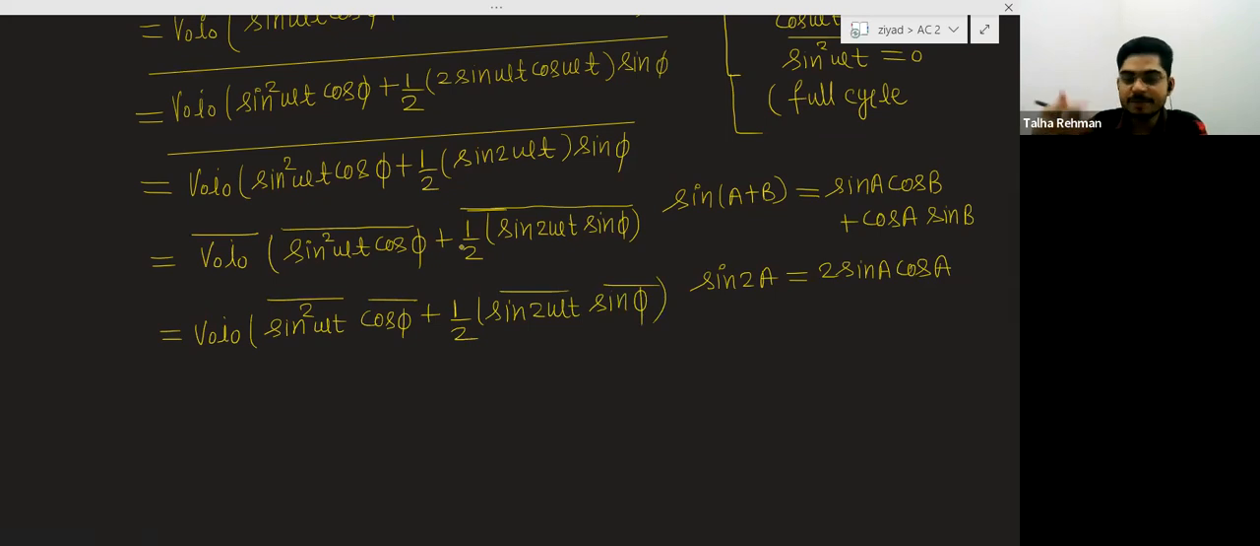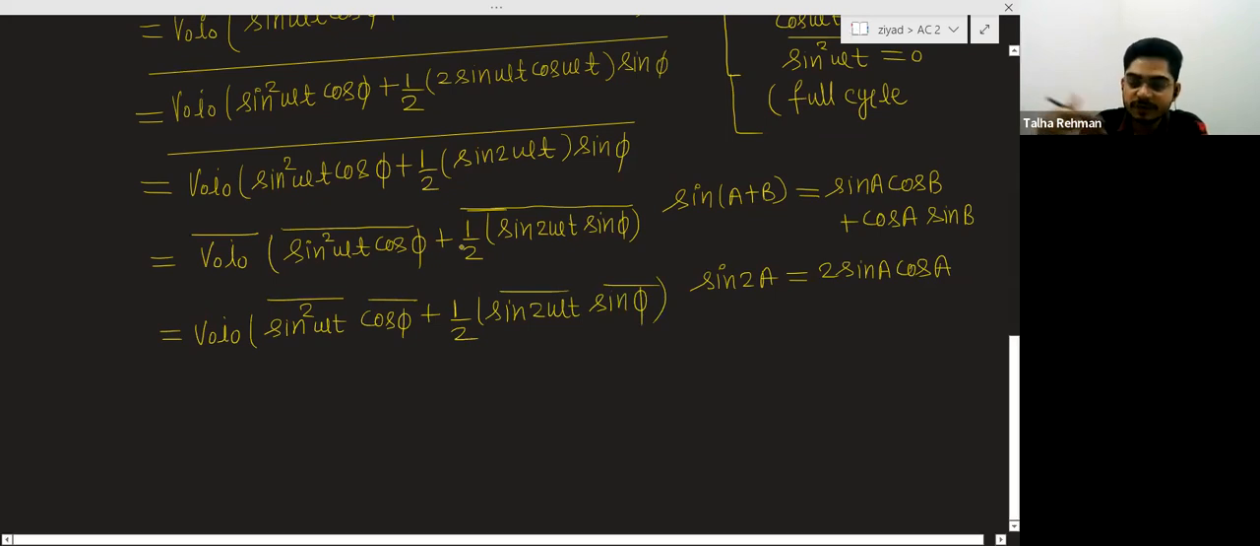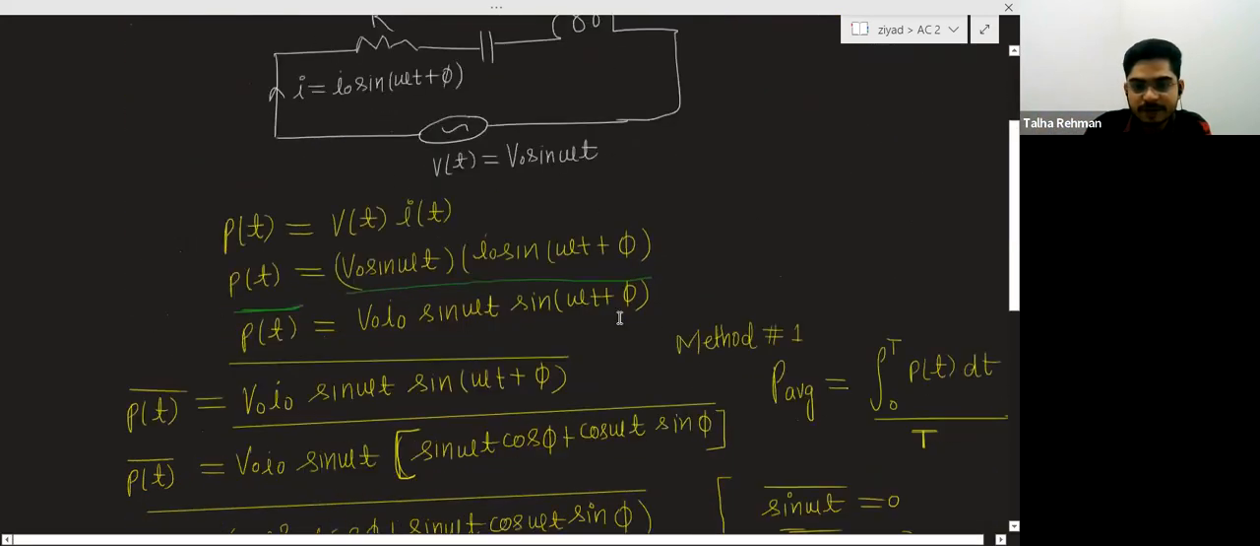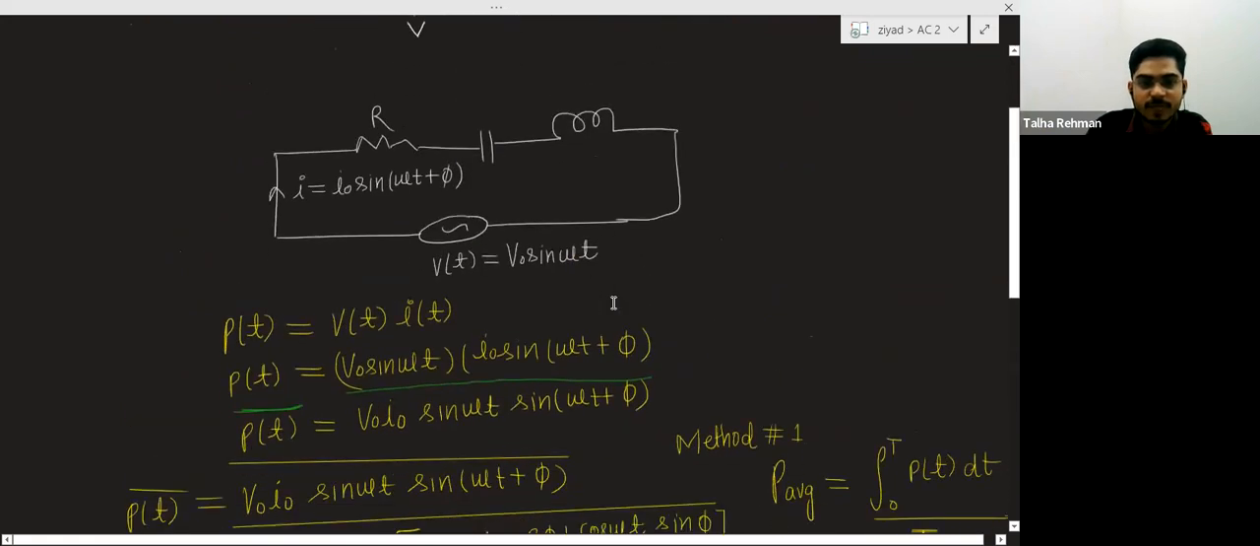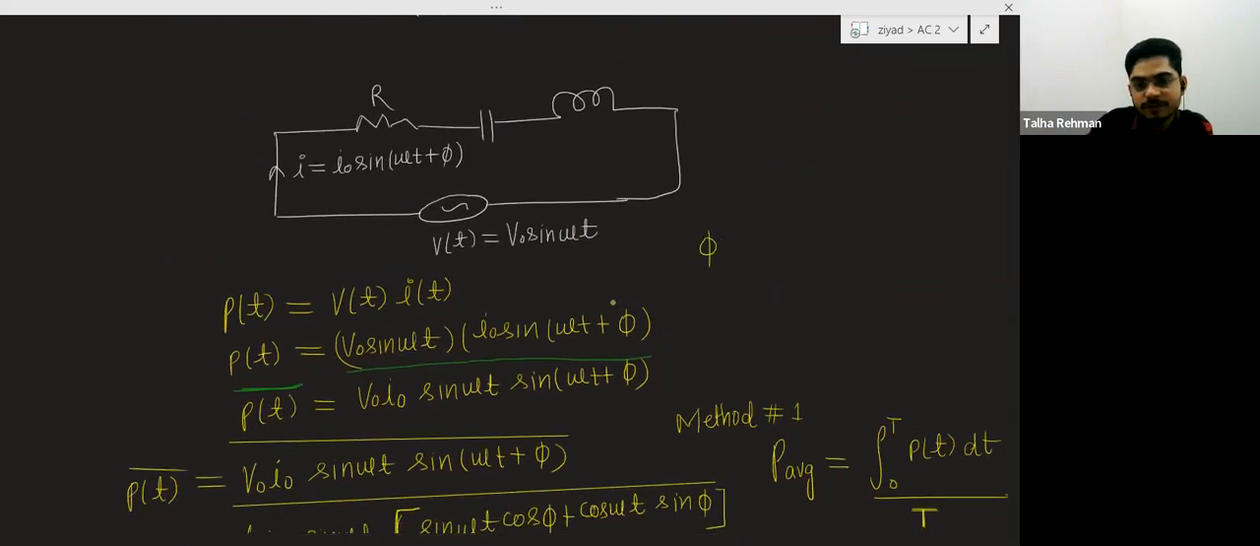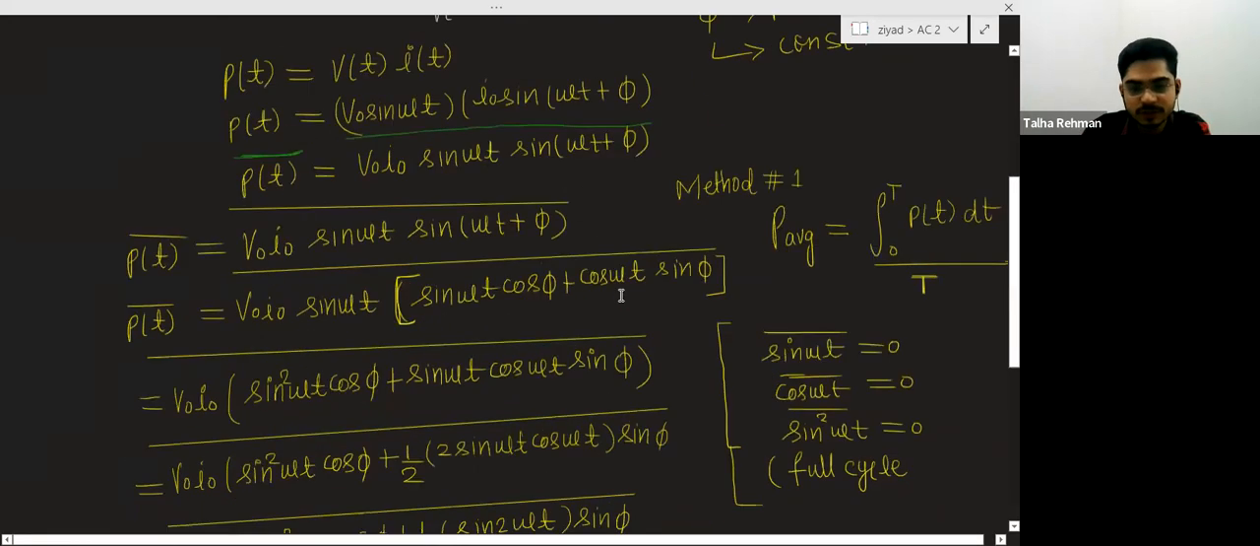Remember, the average of a constant value will remain the same. And here is phi. Phi is the phase difference between the voltage and the current. So this phi is basically constant. So sine of phi and cos of phi will also be constant.